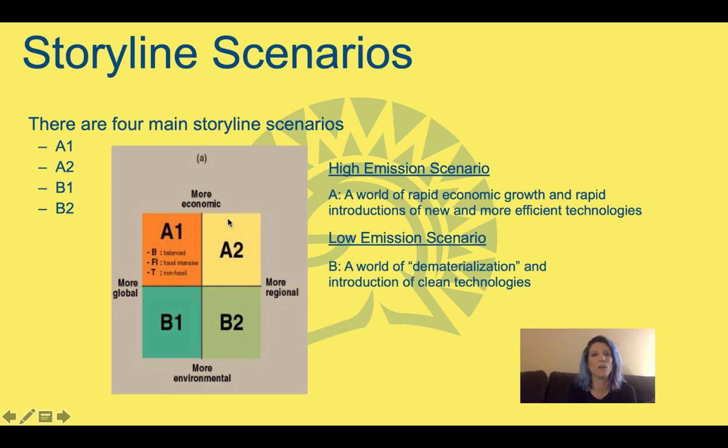table here. Okay, so up here is going to be more economic, down here will be more environmental, to the right will be more regional, and to the left will be more global. So A1 is going to be more economic and global, whereas B2 would be regional and environmental. So we're trying to get an idea of the different possibilities that our globe might look like in the future.